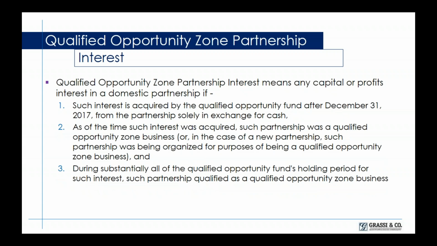Qualified opportunity zone partnership interest is kind of similar to stock. Basically it means any capital or profits interest in a domestic partnership if such interest is acquired by a qualified opportunity fund after December 31st, 2017 from the partnership solely in exchange for cash. At the time such interest was acquired, such partnership was a qualified opportunity zone business, and during substantially all of the qualified opportunity fund's holding period for such interest, such partnership qualified as a qualified opportunity zone business. So again, you have to basically be operating within this qualified zone, and you must stay in the zone and conduct your business in the zone.